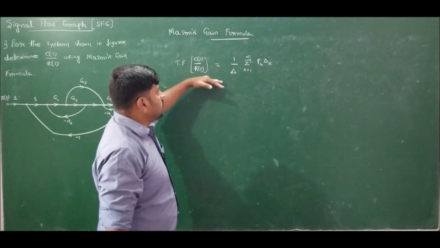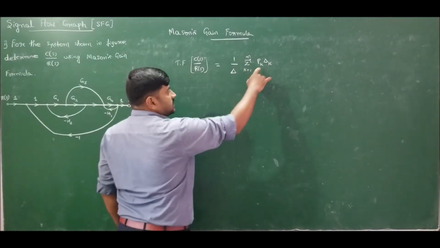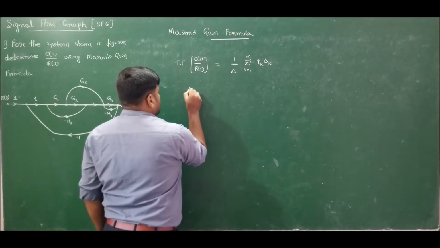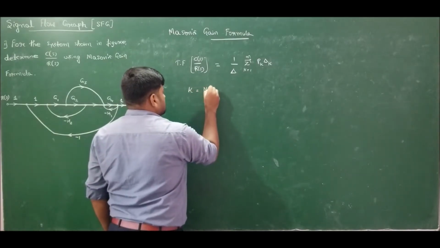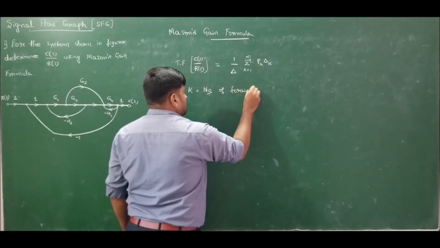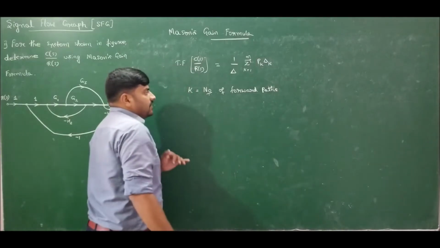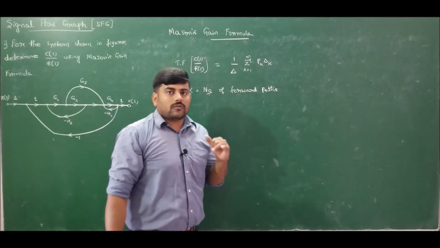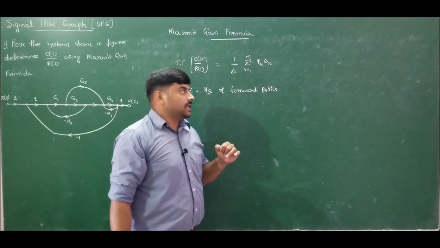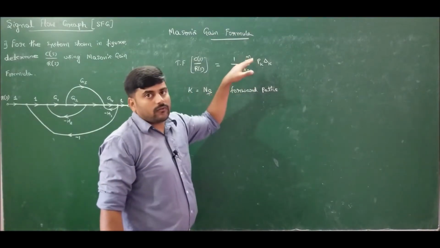Now coming to each term of this Mason's gain formula, the first very important term is k. K stands for the number of forward paths. So in a given signal flow graph, how many forward paths are there should be identified, and it is noted down as the value of k. So there will be n number of forward paths.